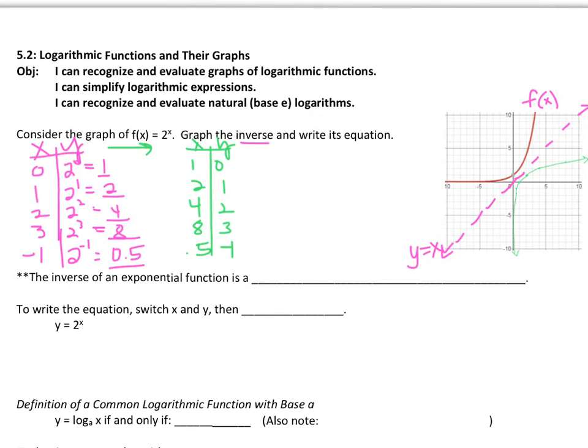And this is where the title of the lesson comes in. We're also asked to write the equation, which means find it algebraically. When we did this with linear functions, the first thing we did was we replaced f of x with y. So we wrote y equals. In this case, we'll have 2 to the x. Does anybody recall the second thing we did? Kind of like with our table, we just switched the x and the y around.